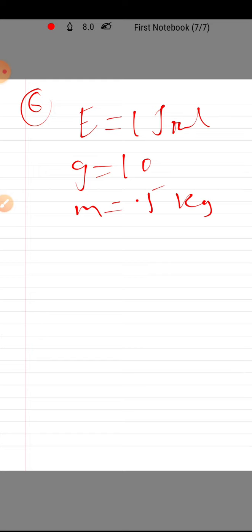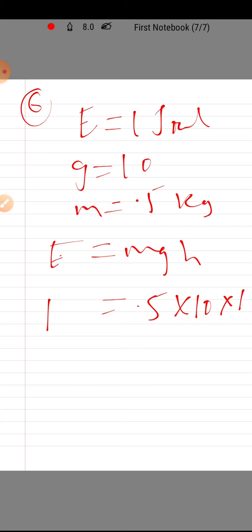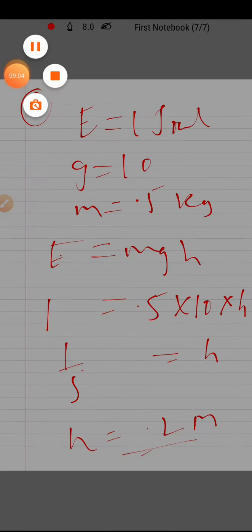So you have to calculate the height. So E is given by mgh. You can also write U here, but I am putting E here. So E is equal to 1, m is equal to 0.5, and g is equal to 10. Now h is equal to, so we multiply, we get 1 upon 5, so h is equal to 0.2 meter. This is a very easy question.